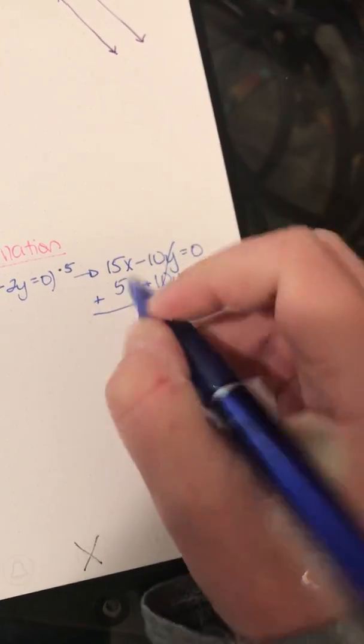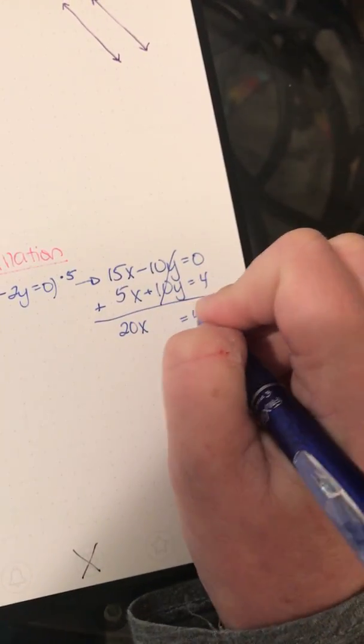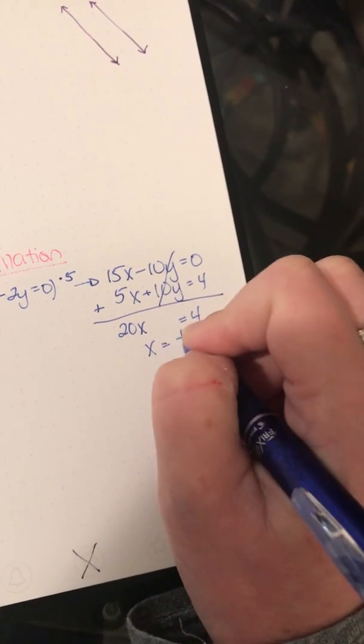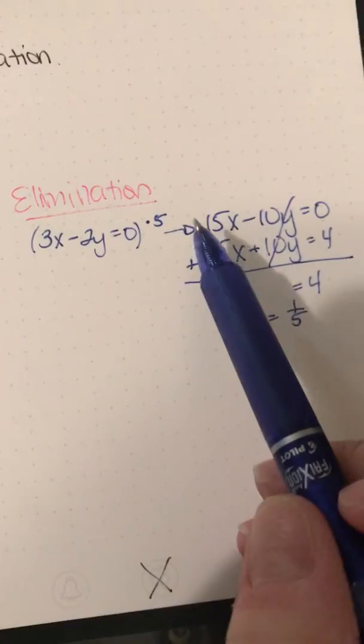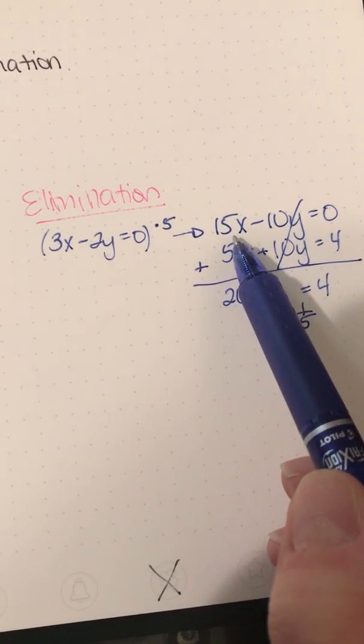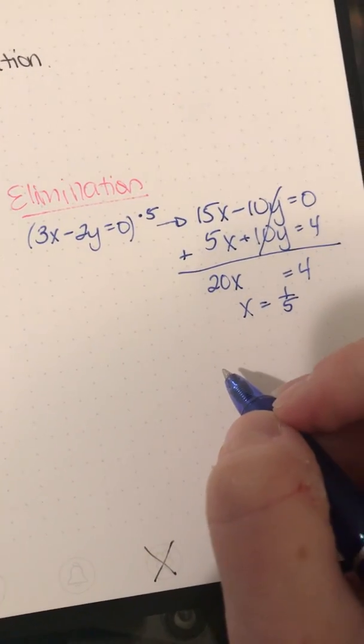Add them together, I get 20x is equal to 4, and what? X is 1/5. Exactly what we got over here, and that's great. I then need to pick, and now I only have two options here. I have one or two. I suppose you could use the bigger equation with the bigger coefficients. It's, again, up to you.